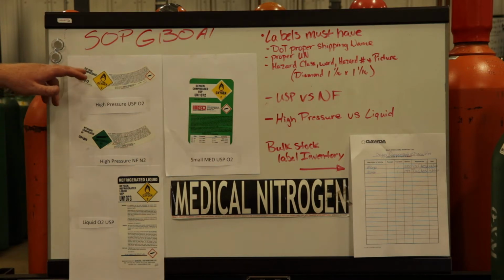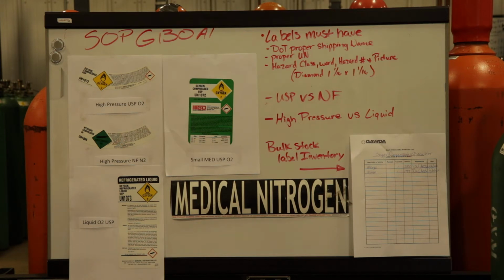So on the labels you'd see oxygen compressed USP, nitrogen compressed NF, oxygen refrigerated liquid USP. This is not just for medical, it's for all labels, but in this case we're just covering medical. The hazard class word needs to be in there. So you have your oxygen compressed, you have your wording right here which gives you your warning, tells you if it's an RX only. It also tells you how to handle in case of a leak or first aid.